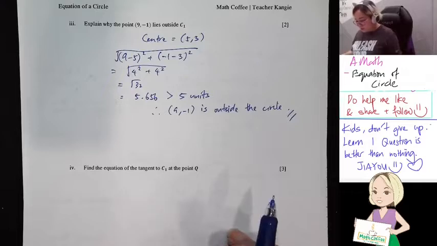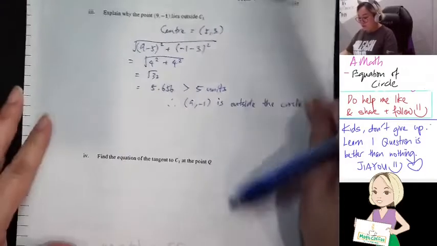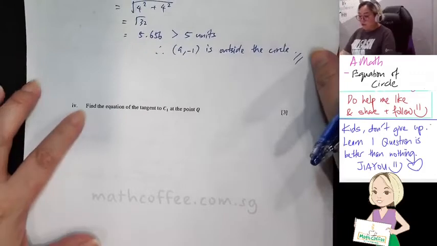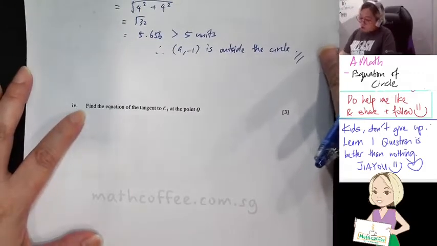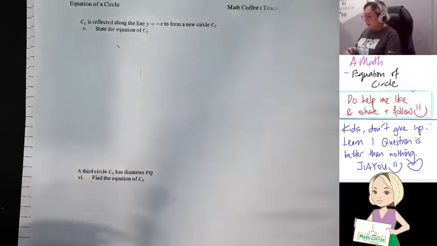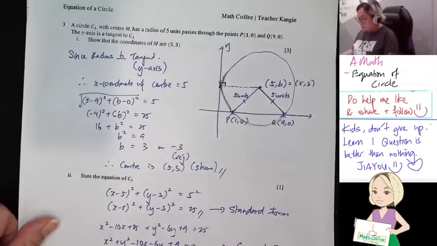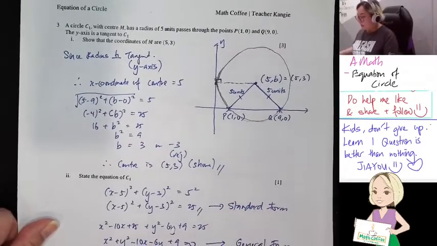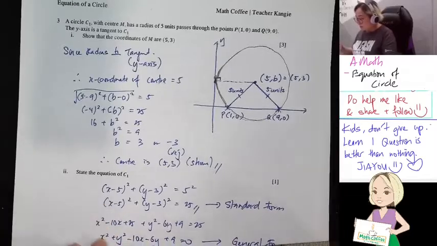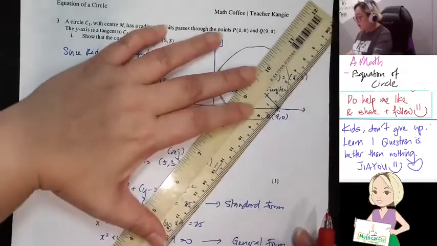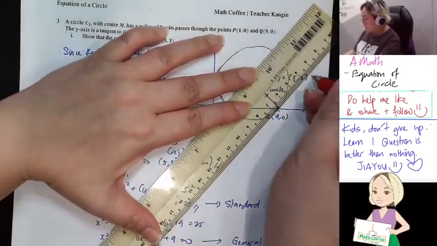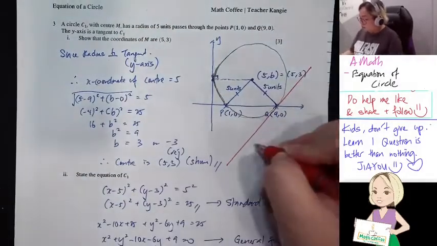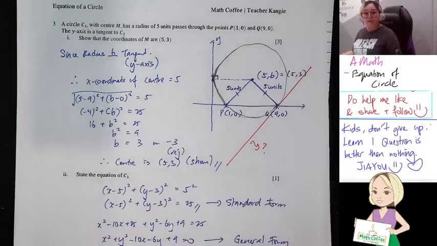This one is a bit not so easy. We will definitely need the diagram. They say find the equation of the tangent to C1 at point Q. So let me go back to the diagram. They want to find the equation of the tangent at this point. So I need to draw the line. This time I'm going to use a red pen so that I can see better. So for the tangent, I'm going to draw a line like that. So they're asking you to find the equation of this line.